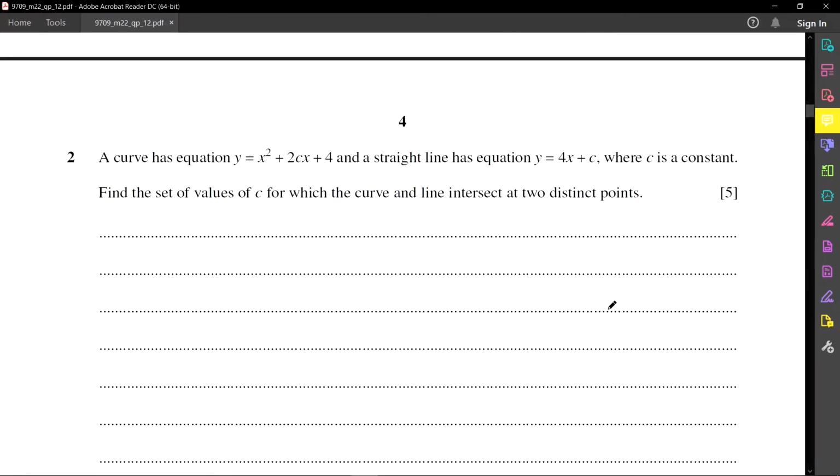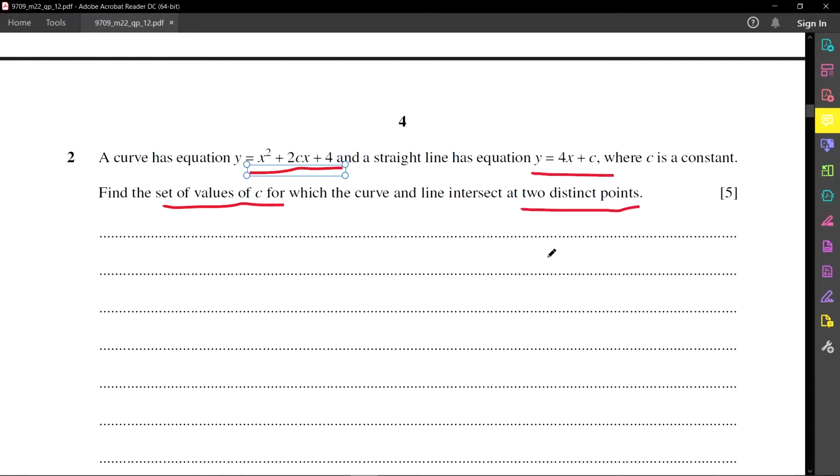Question number 2. The curve has an equation y equal to x squared plus 2cx plus 4 and the line y equal to 4x plus c. Find the set of values of c for which the curve and the line intersect at two distinct points.